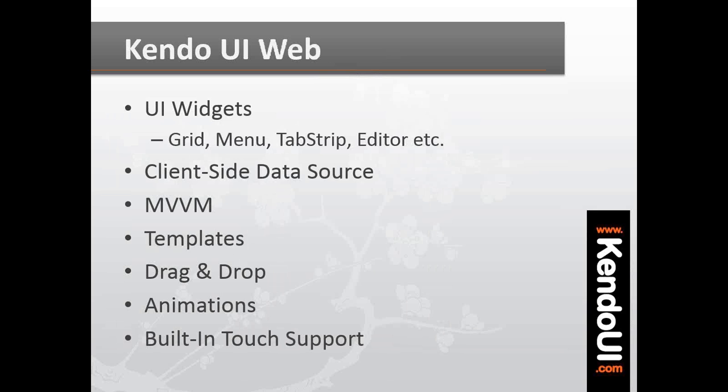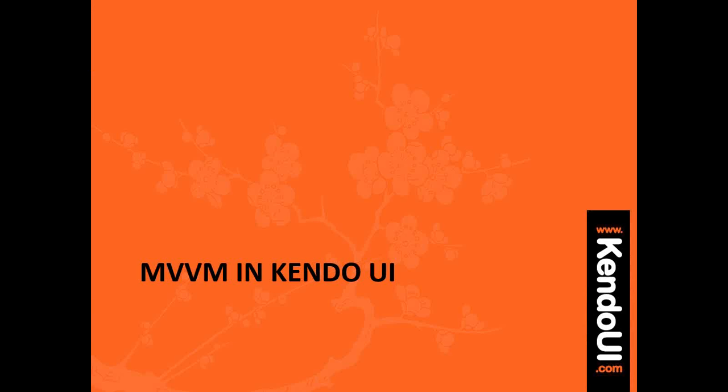So UI widgets: grid, menu, tab strip, editor, etc. We have around 20 plus controls or widgets, as we call them, for the website. We also have the client-side data source. We have MVVM out of the box. We support templating. We support drag and drop animations, built-in touch support. So we're going to be looking more at the MVVM story today, how Kendo UI makes it easy to develop MVVM.